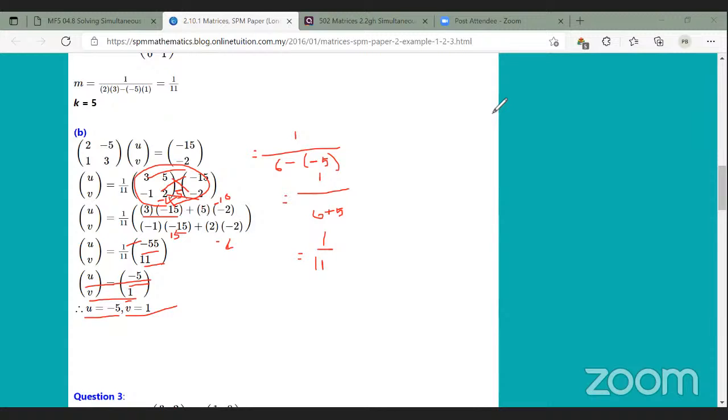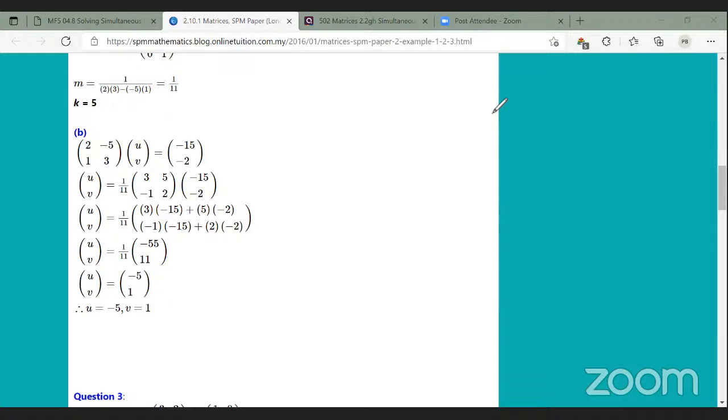So roughly that's it for solving simultaneous equations through matrix. I think that will be all for this session today.